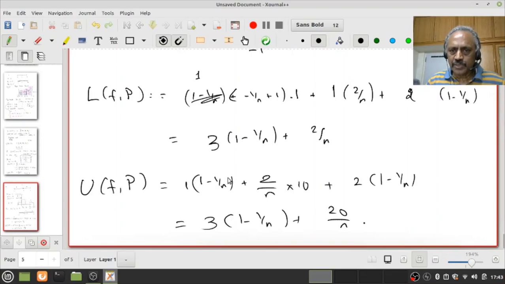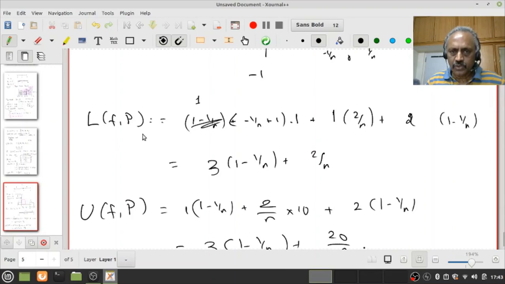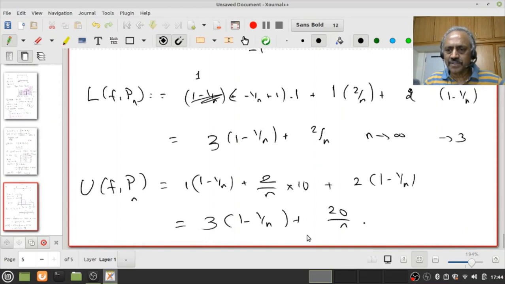Right? Now, with respect to partition Pn, okay, this is Pn, but I wrote it as P, but it's okay. So, you can see the lower sum gives me 3 into 1 minus 1 by n plus 2 by n. Right? This is n. Let me write this n. Now, as n goes to infinity, where do you think this goes to? 1 minus 1 by n goes to 1, 3 times that will go to 3, this will go to 0, therefore it goes to 3. And here also the same thing. You see that? So, what it says is that when I take n larger and larger, I am getting a better and better approximation. Yeah?